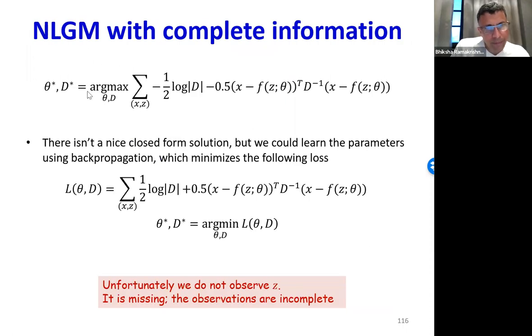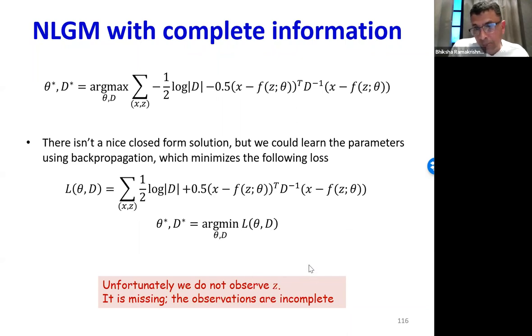So here's what we have. Or I can take away the negative sign, and then it becomes a loss function, right? Which is I'm summing over all training instances the negative of the log likelihood of each training instance, where the likelihood is computed using a Gaussian distribution with F of Z as the mean. And because we know Z, we know F of Z, right? This is easily solved. Unfortunately, we don't observe Z.